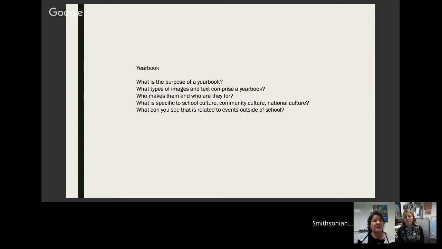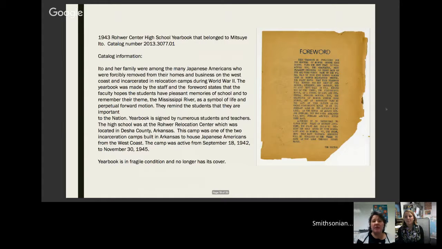So here are some prompting questions. What is the purpose of a yearbook? What types of images and text comprise a yearbook? Who makes them and who are they for? What is specific to the school culture, the community culture? What's connected to the national culture? And what can you see that is related to events outside of the school? So if we go to the next slide, I've detailed this out a little bit more. Oh, well, I'm sorry, stay here. We'll detail it out in just a moment.